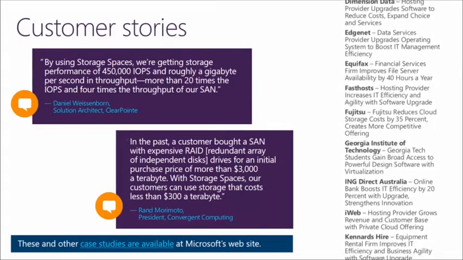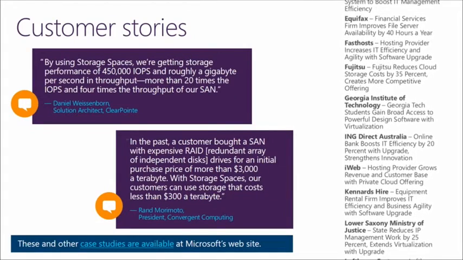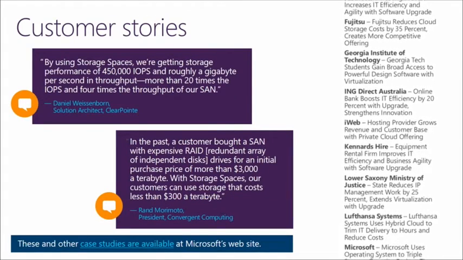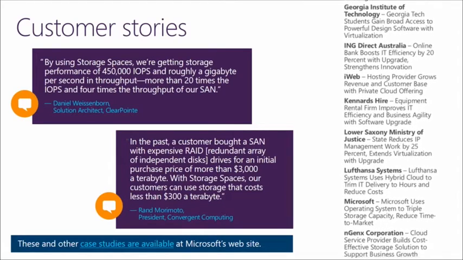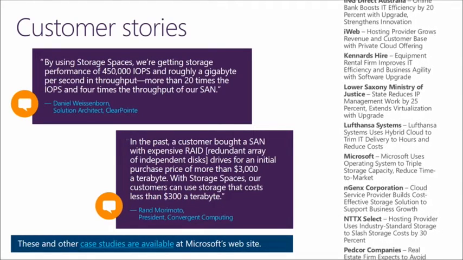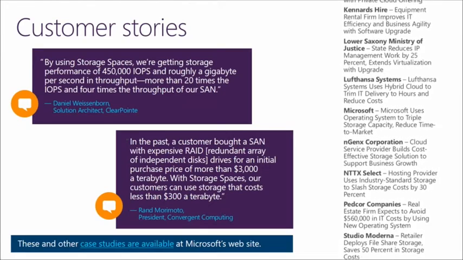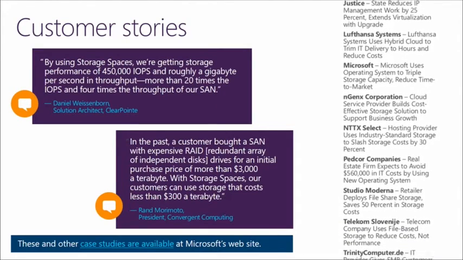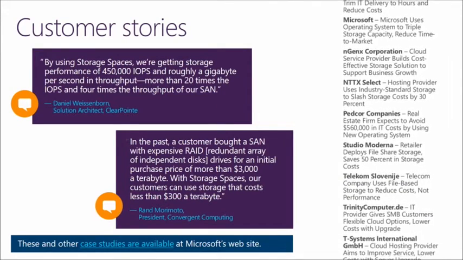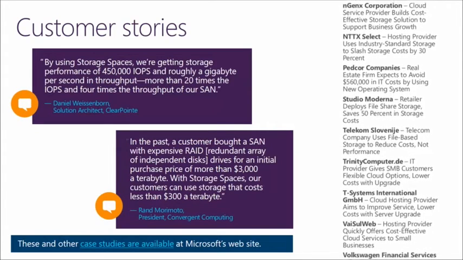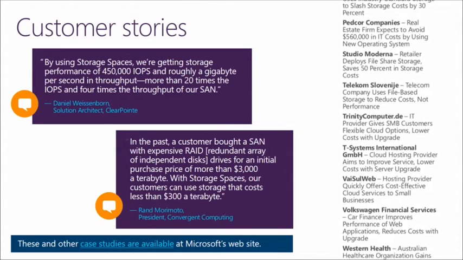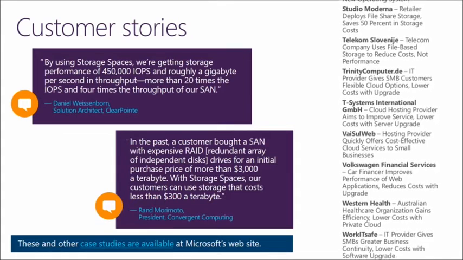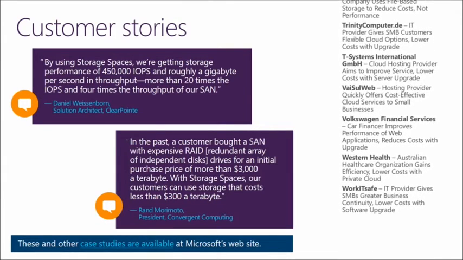Now, if you think about who's doing this, Corey's obviously doing it. There are lots of organizations out there, and you can see some of the customer stories that we've got links to in the slides. We're getting storage performance of 450,000 IOPS and roughly a gigabyte per second in throughput, more than 20 times the IOPS and 4 times the throughput of their SAN. Obviously, they may have been replacing an older SAN, but that's not to say that Storage Spaces can't deliver that high level of performance. And in the past, the cost per terabyte dropped significantly, from $3,000 to $300, and those are just 2 examples.